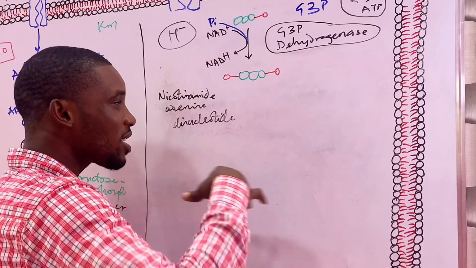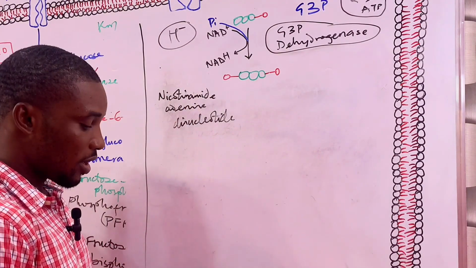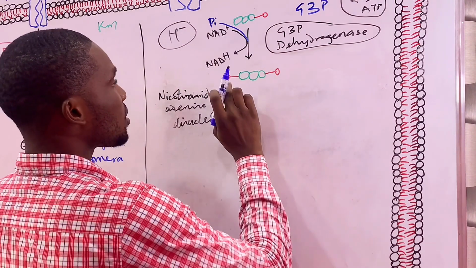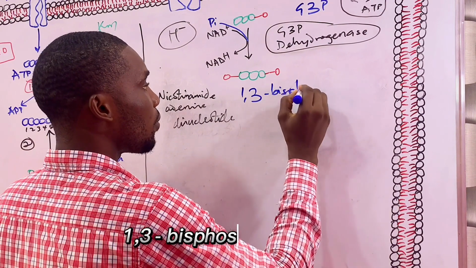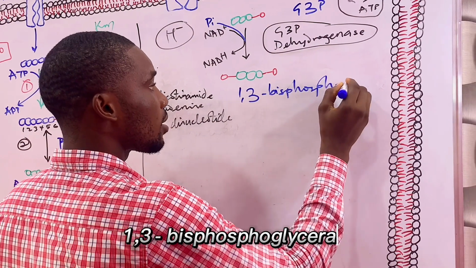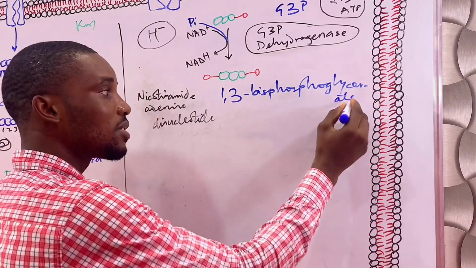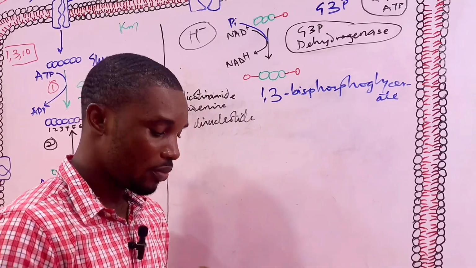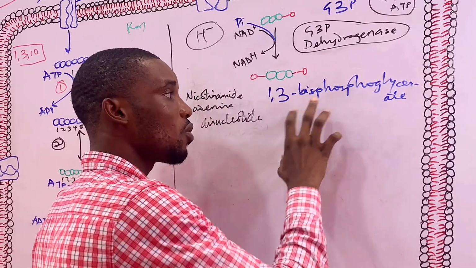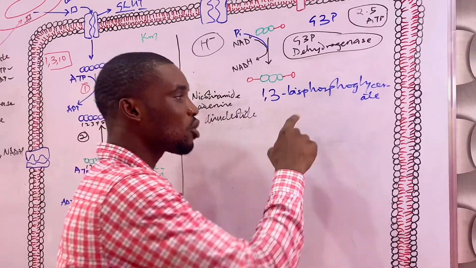But now something can happen over here. Let me first write the name of this molecule. This is what? 1,3, right? 1,3 bisphosphoglycerate. Remember, it's not biphospho, it's bisphospho. We talked about it over there. So it's 1,3 bisphosphoglycerate because the phosphate molecules are what? Apart.